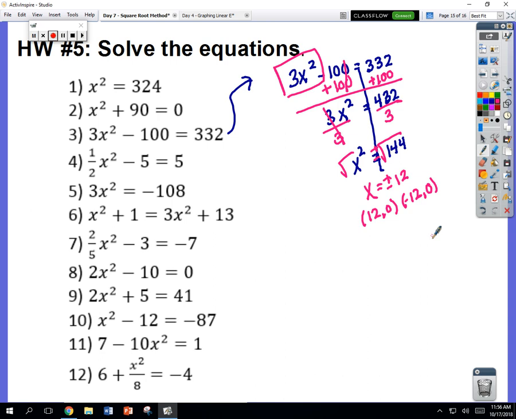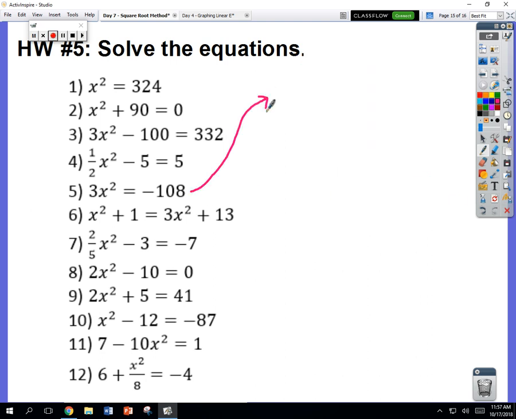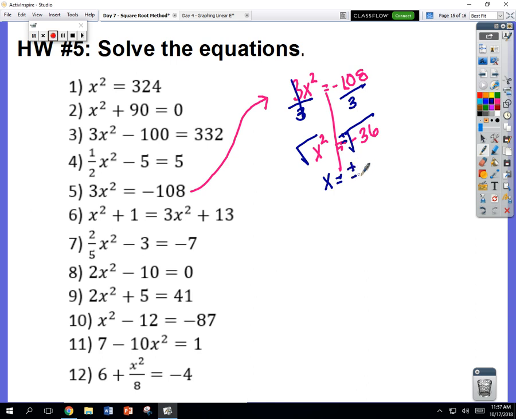Alright, let's do number 5. Okay, so again, I need to move the 3 first because it's not being squared. So I'm going to divide both sides by 3, and I end up with x squared equals negative 36. Okay, so now I'm going to take the square root to get x by itself, plus or minus the square root. x is equal to plus or minus 6i, and because it has an i, I'll let you leave it that way.